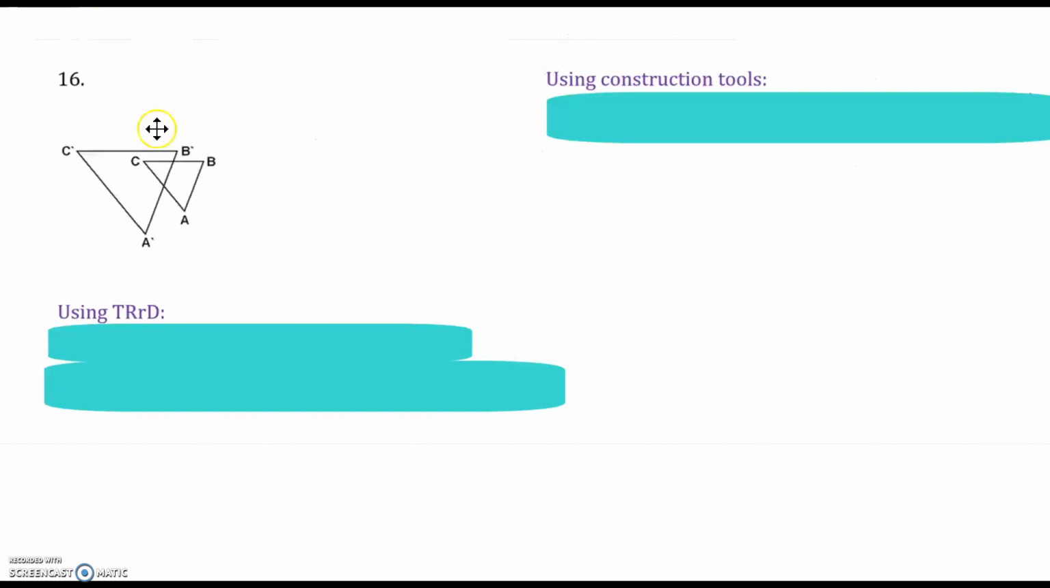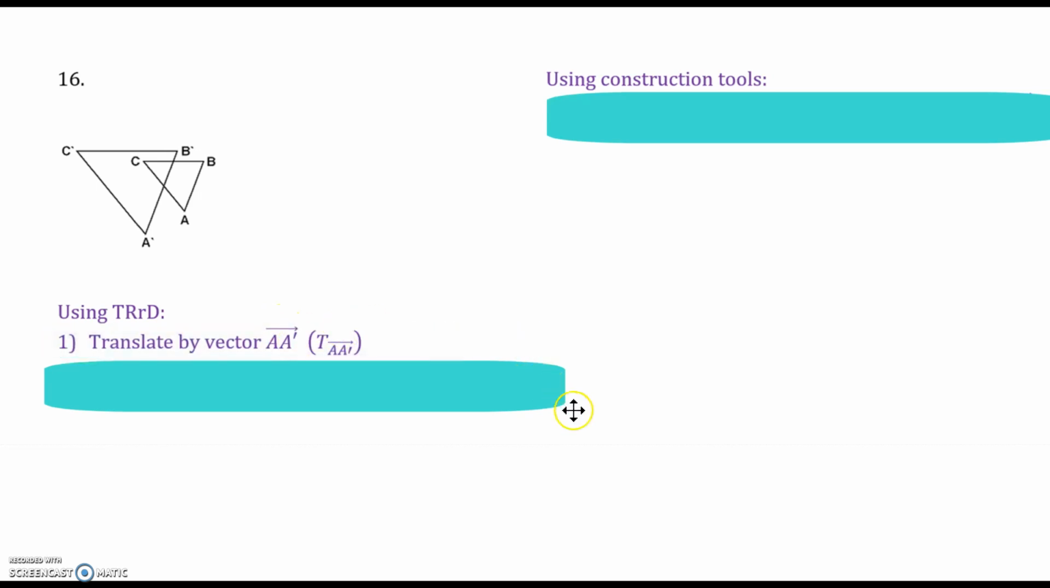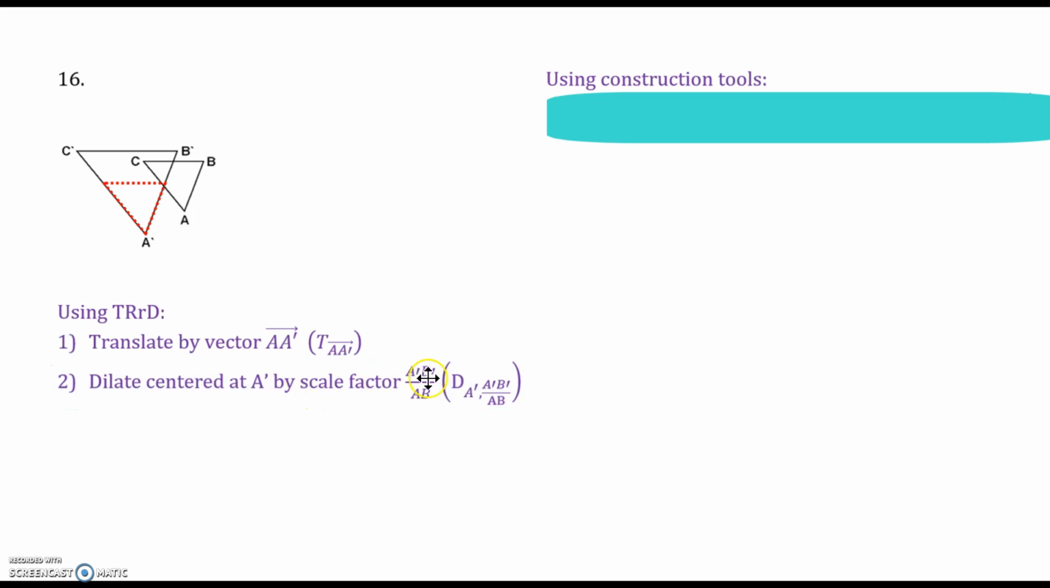So for number 16, you can do TRRD. First you would lock up your shape. So for example, you could translate so that it would become A to A prime. So it would look something like this. And then you could do your dilation centered at A prime and then just name your scale factor with the side names instead of actual lengths.